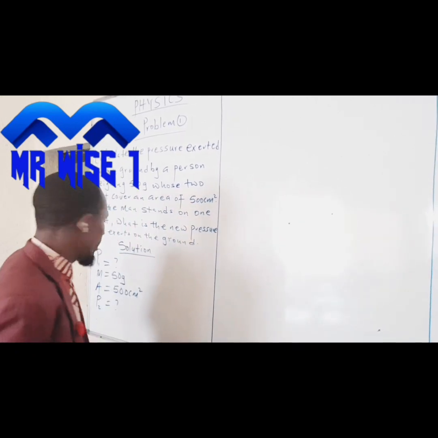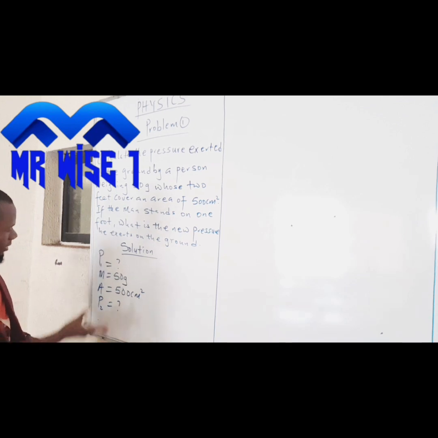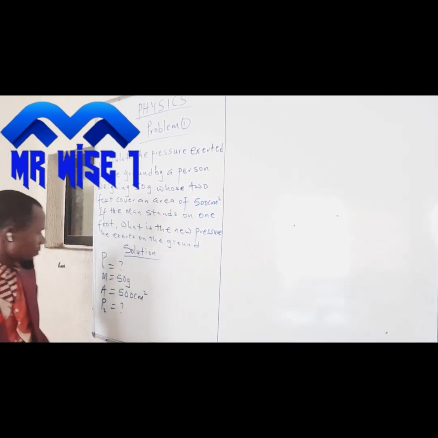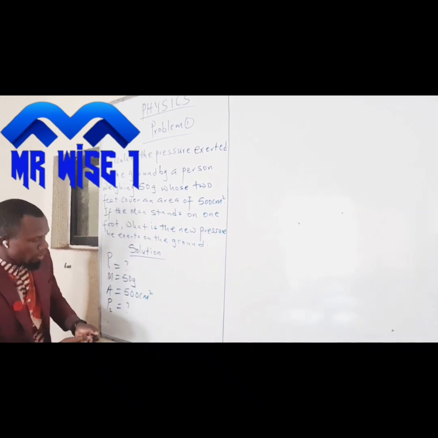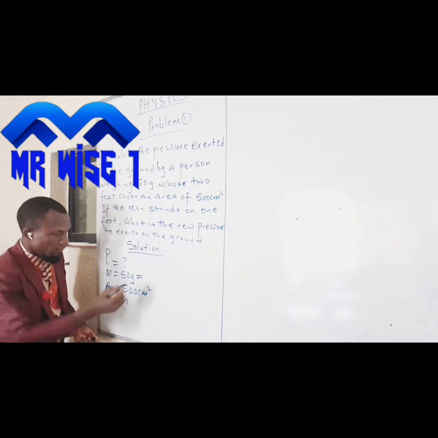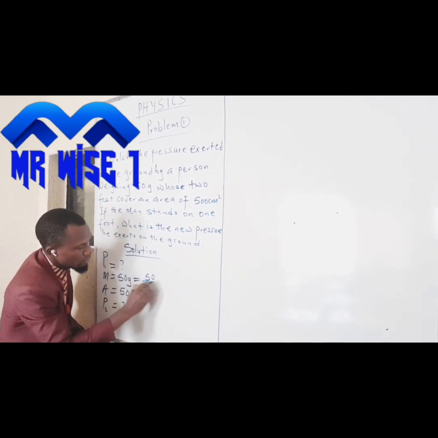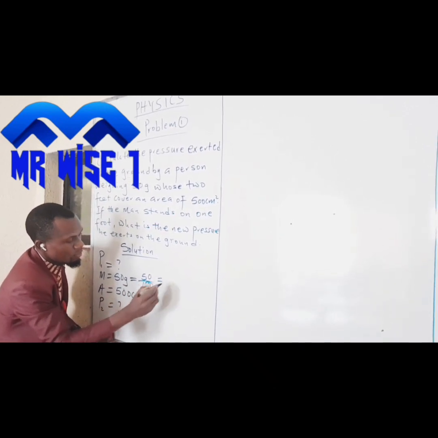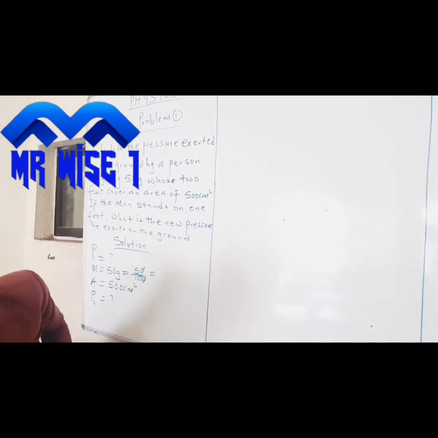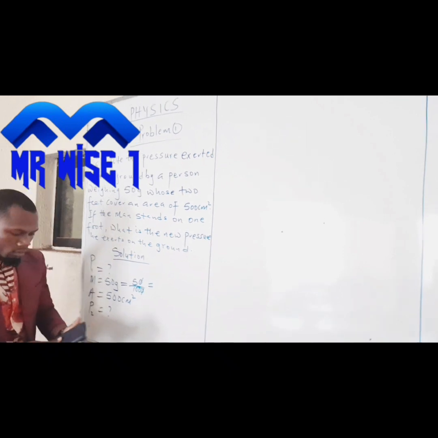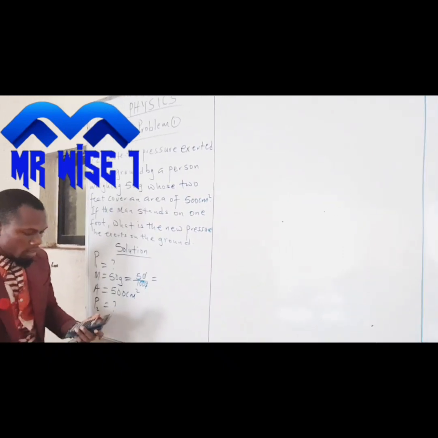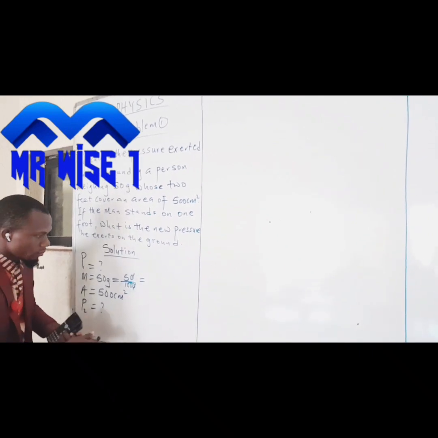So let's proceed. The next thing I'm going to do is check if there is anything to convert in these parameters. Yes. I can't leave my mass in grams, so I'm going to change my mass from gram to kilogram, which is 50 divided by 1000. This will go, this will go. I'll have 5 divided by 100, which is 0.05.